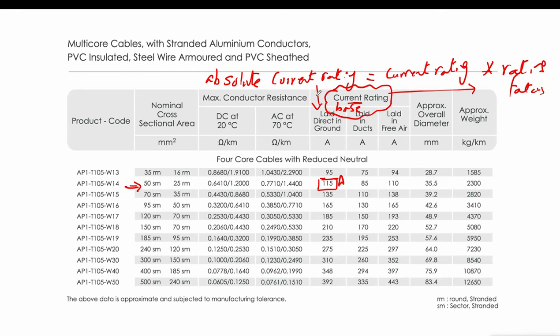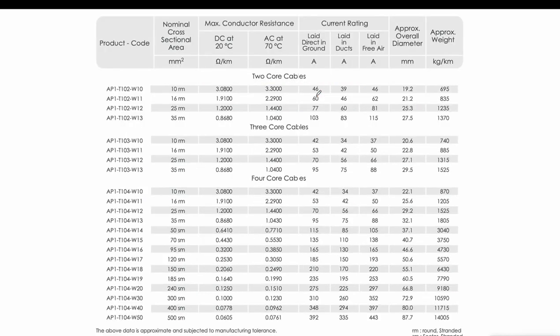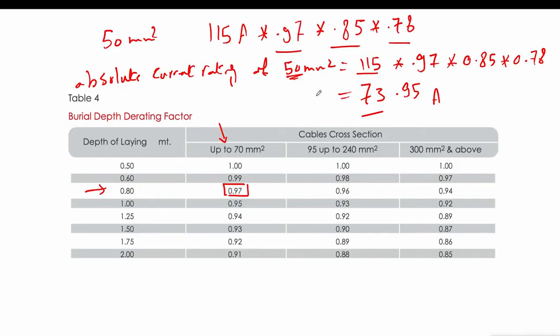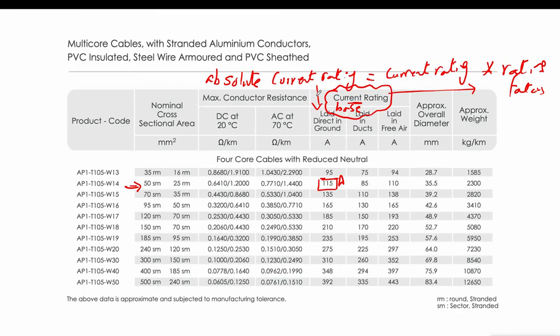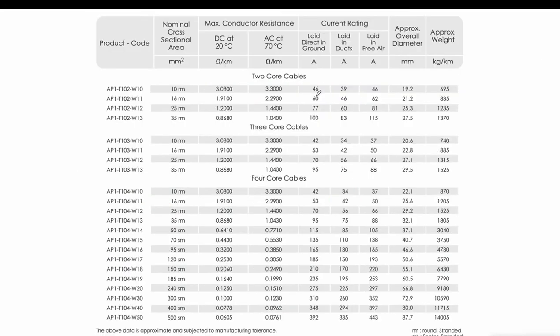Okay, this is the end of this video. I hope you understand what is meant by derating factor, and how we use it to correct the base current rating from cables catalogs.